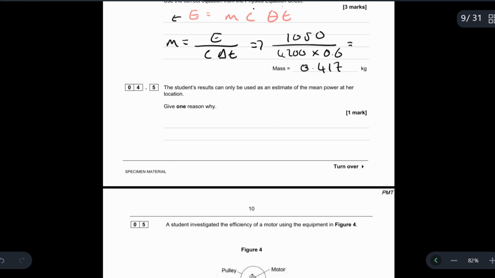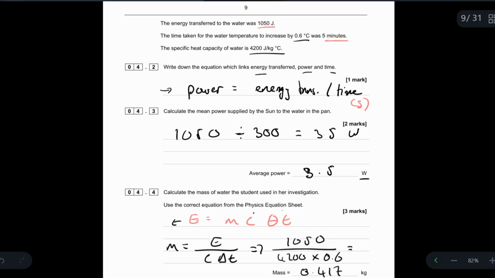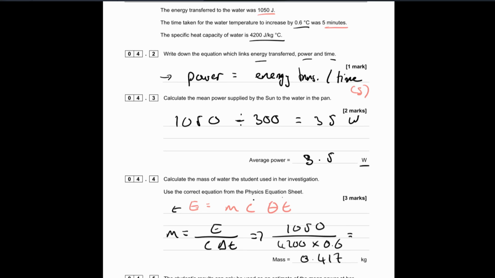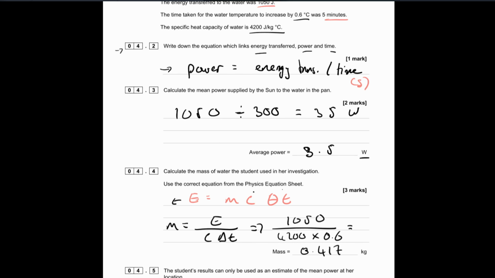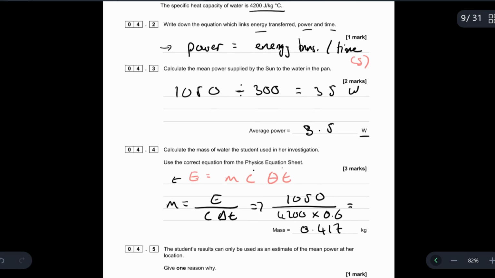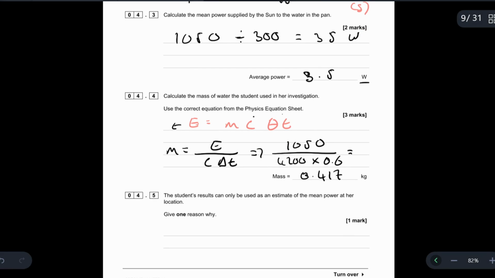Okay. So question 4.5 then. The student's results can only be used as an estimate of the mean power at her location. Give one reason why. Essentially in this question, all of the calculations we did were an estimate of the mean power. In 4.2 we worked out the mean power, if you like. The question is, why is it only the mean power? Why can't we say this is the actual power throughout the time period? Why is it the case that it's only the average or the mean power? You've got to think about what's going on experimentally here.